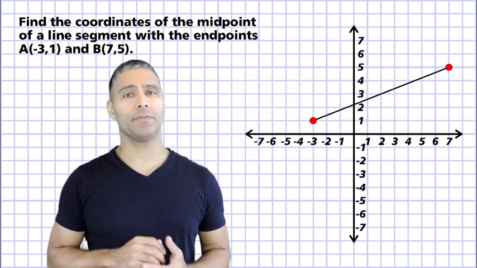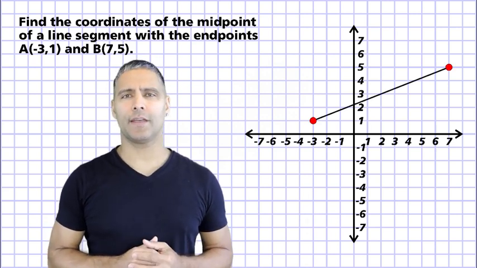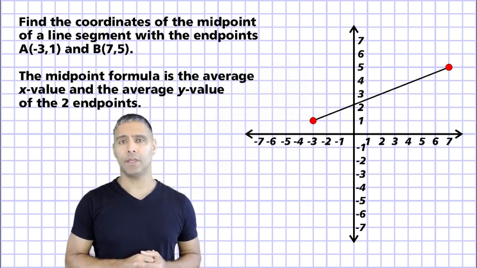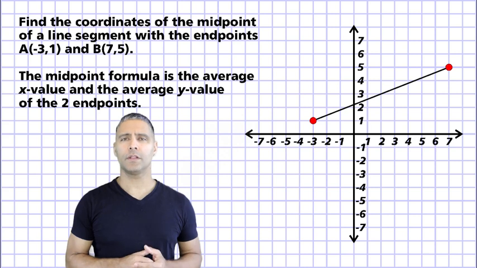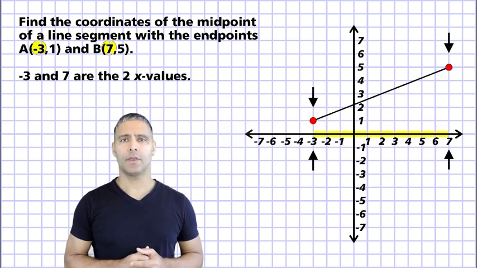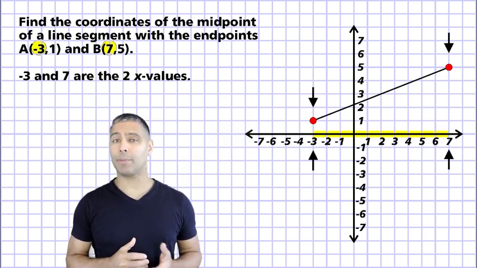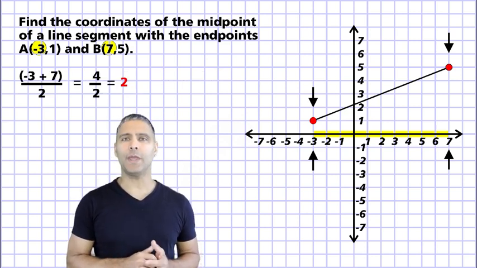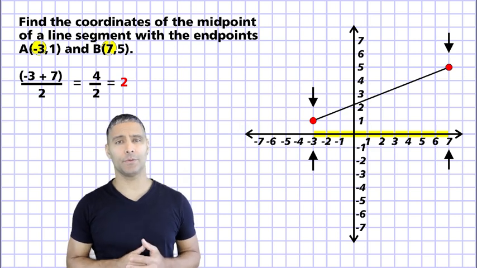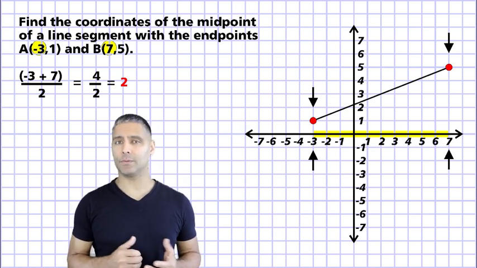To find the midpoint of any line segment, all you really have to do is average the x values, and then average the y values together. So let's start with our x values. The x values are -3 and +7. If we add those together, that gives us a sum of +4. And then we divide +4 by 2, which gives us a value of 2.